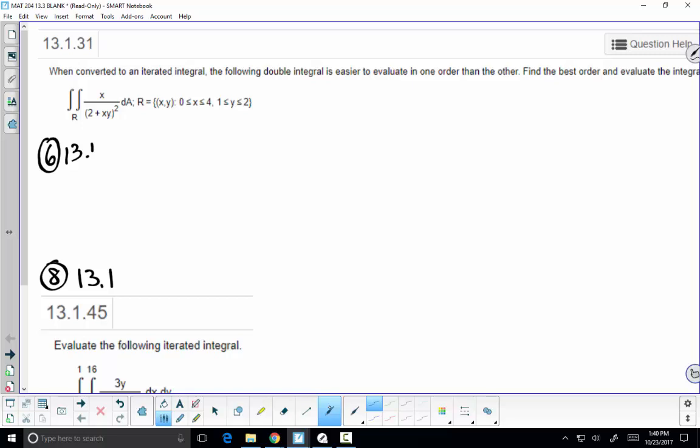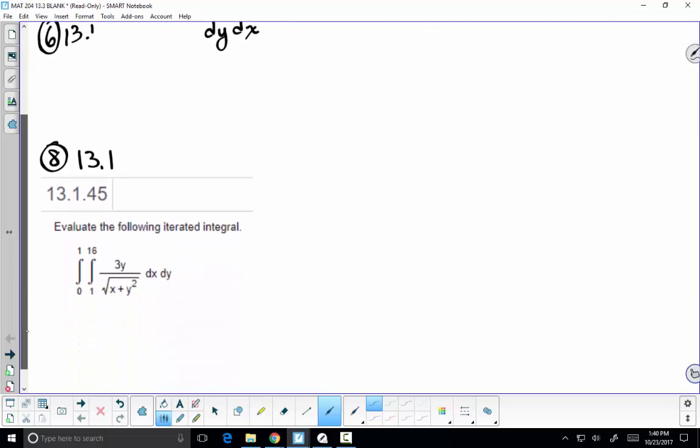Everyone agree? So that's why integrating with respect to what makes more sense? Y. Yeah, integrating with respect to y is going to make more sense. So you want to integrate with respect to y first. So our order of integration, we're going to want to do a dy dx on that one. That's going to be easier.